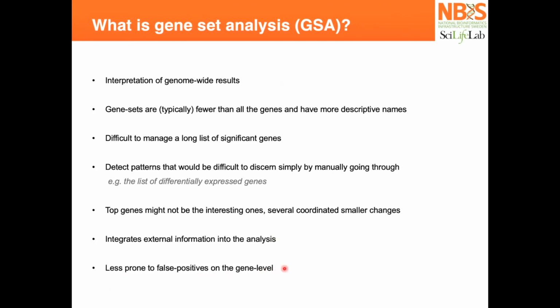And then that's also less prone to false positives compared to the gene level. So it gives you a more robust analysis, because you're not counting on only a single gene, but rather you're looking at the whole transcript landscape for that pathway. And if all those genes are upregulated, this pathway will be enriched.